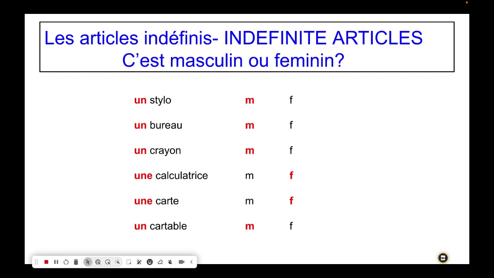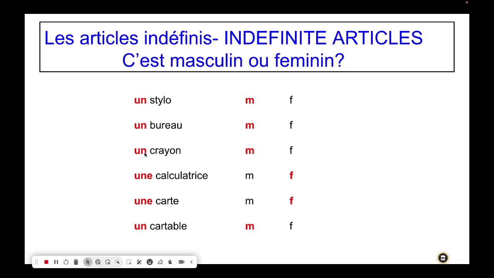So here are more examples of indefinite articles in French. We have stylo. Stylo is a pen, and pen in French is masculine. That's why when I want to say a pen, I use un stylo. Bureau means a desk, and it is masculine. How do I know it is masculine? Because it has un at the beginning. Un bureau. Crayon means a pencil. It is masculine because it has un at the beginning.